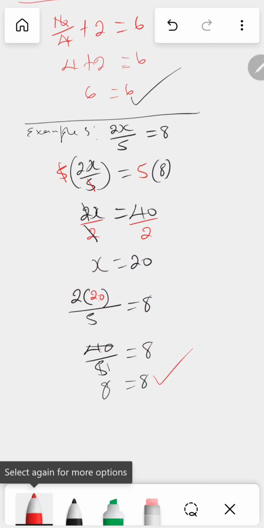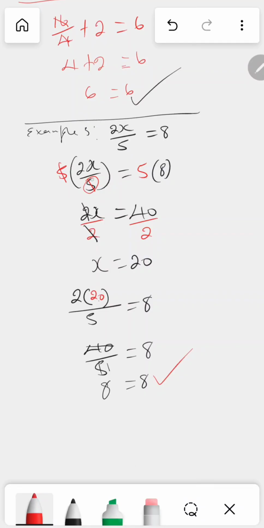So remember, if the variable is inside a fraction, you are going to remove the fraction first to solve the equation. Remove the fraction first, then you solve the equation. To remove the fraction, you are going to multiply the fraction by the denominator, which in this case is 5. So if you note here, we have a fraction, and we multiply the fraction by the divisor, which is 5. Hence, we have 5, and then we have our fraction within that bracket.